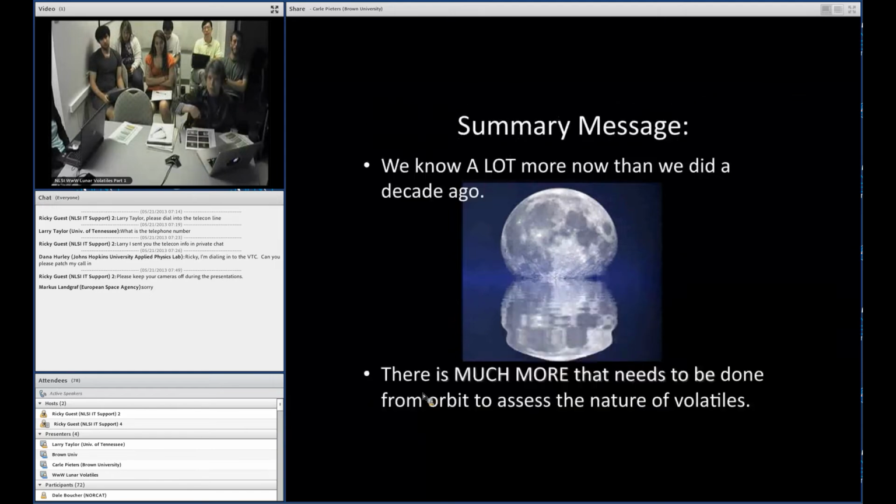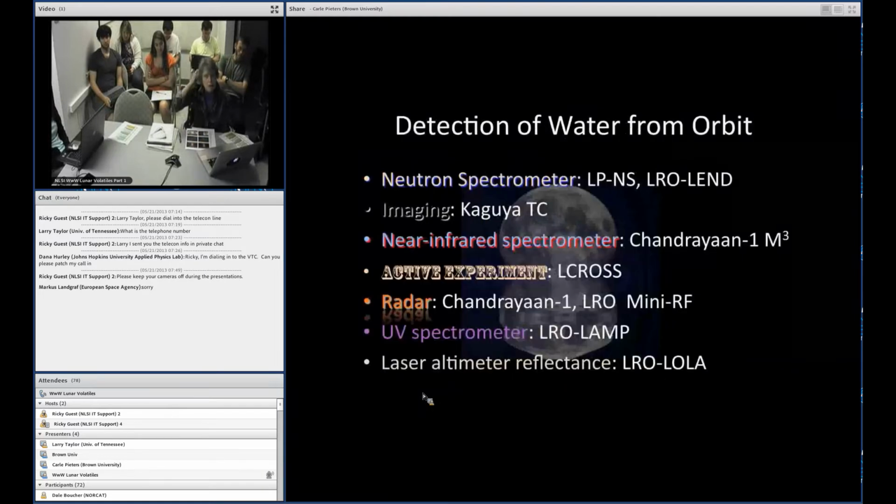But as you can see from my summary message, I'll pretty much end it very much the same way Larry did, namely that we certainly know a lot more now than we did even just a decade ago. However, there's a heck of a lot more that needs to be done from orbit in order to really understand the character and nature of these volatiles. So with that broad introduction, let me walk through some of the techniques.